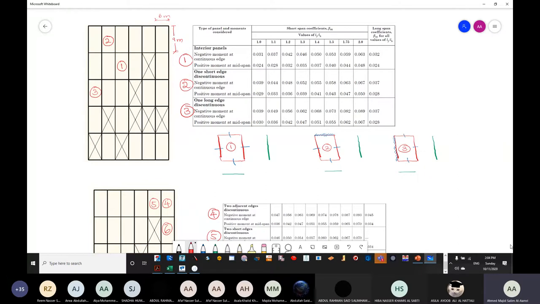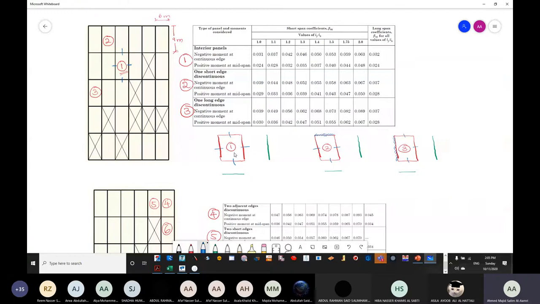So I have already highlighted that this is slab number 1. And if you see slab number 1, there is another slab from this side, another slab from here, another slab from here, and then another slab from here. And this is whatever I have drawn here.